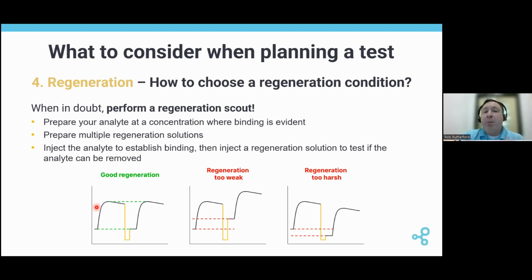If you have multiple regeneration solutions that do work well for you, what we recommend is to default to the least harsh option. That way, you're not treating your ligand carelessly. You're trying to give it as much TLC as possible. So you would choose the least harsh regeneration solution that still gives you good regeneration.